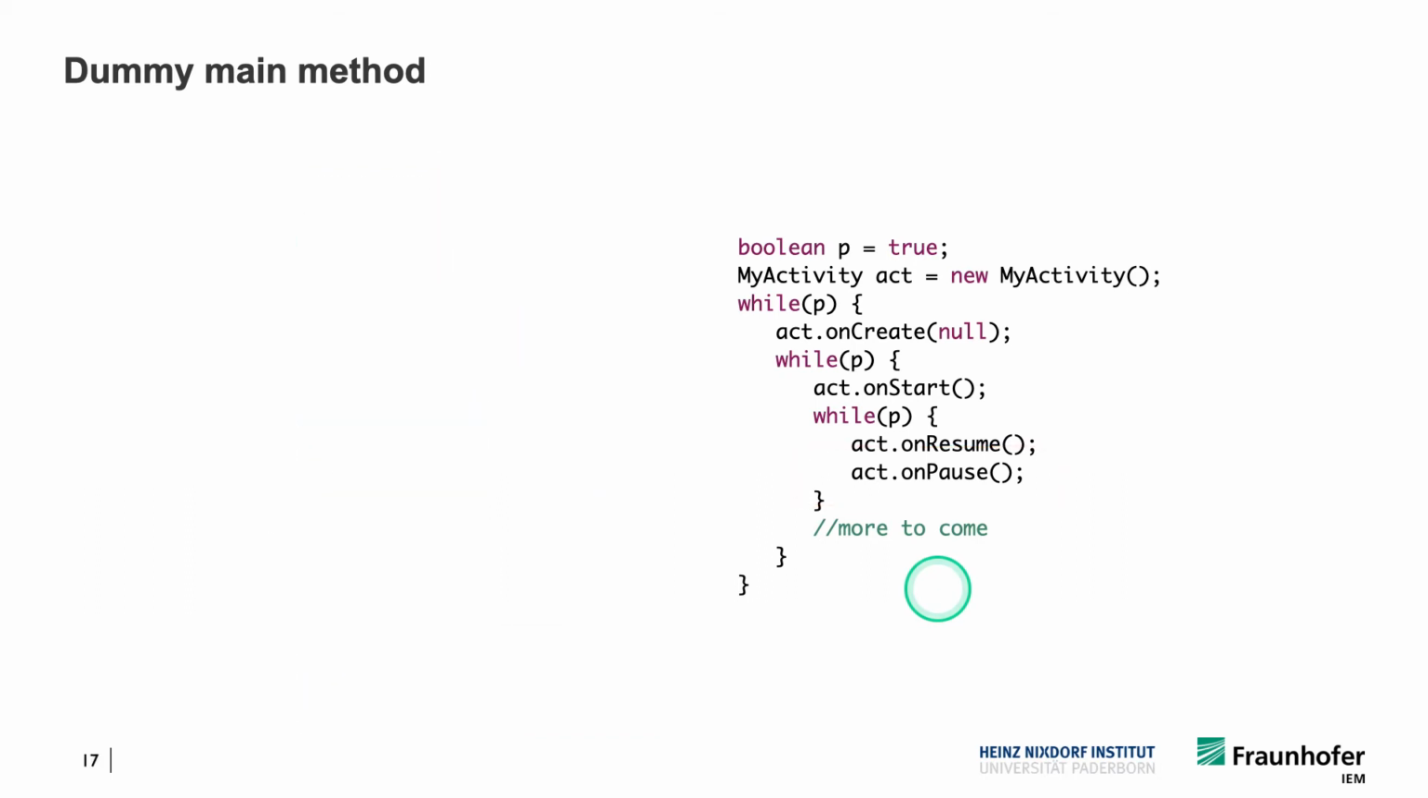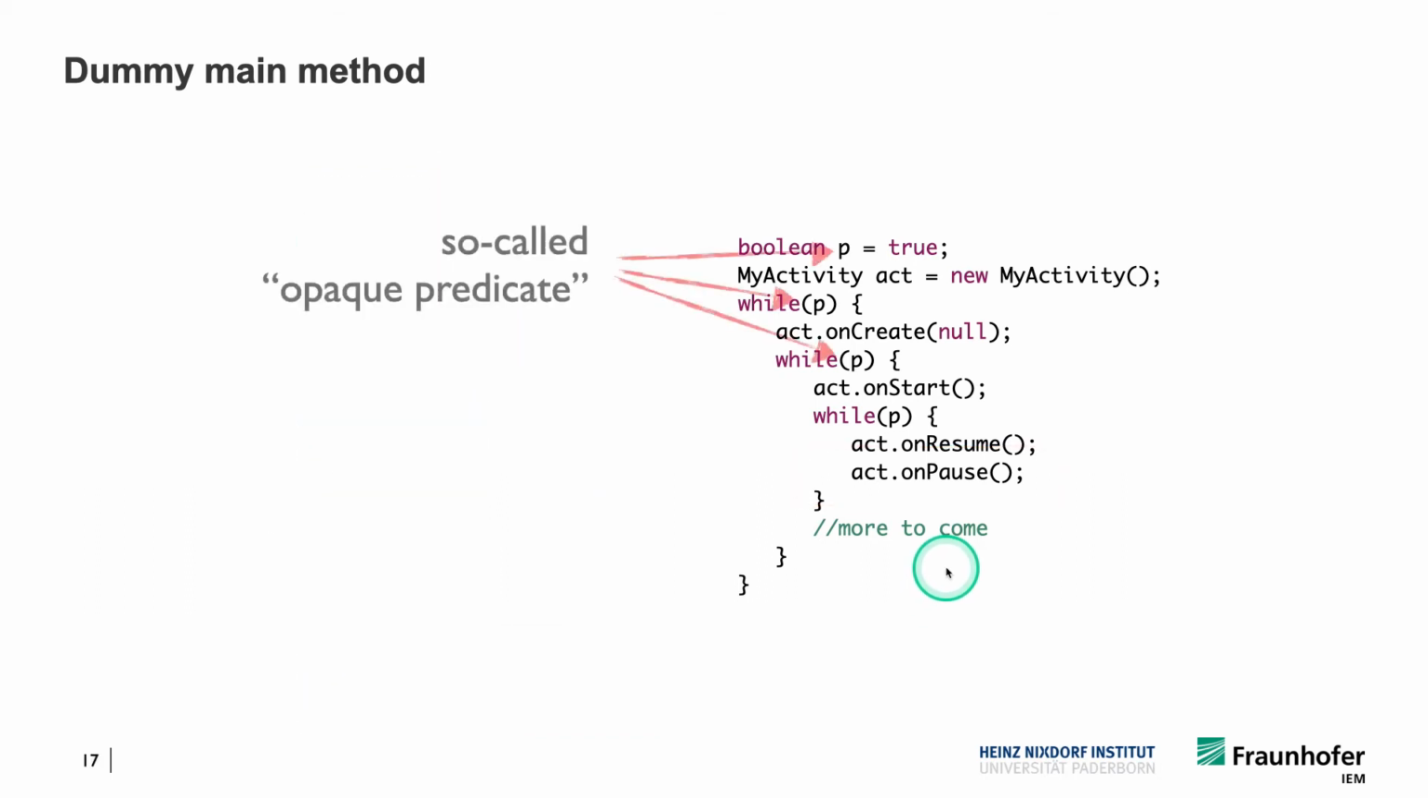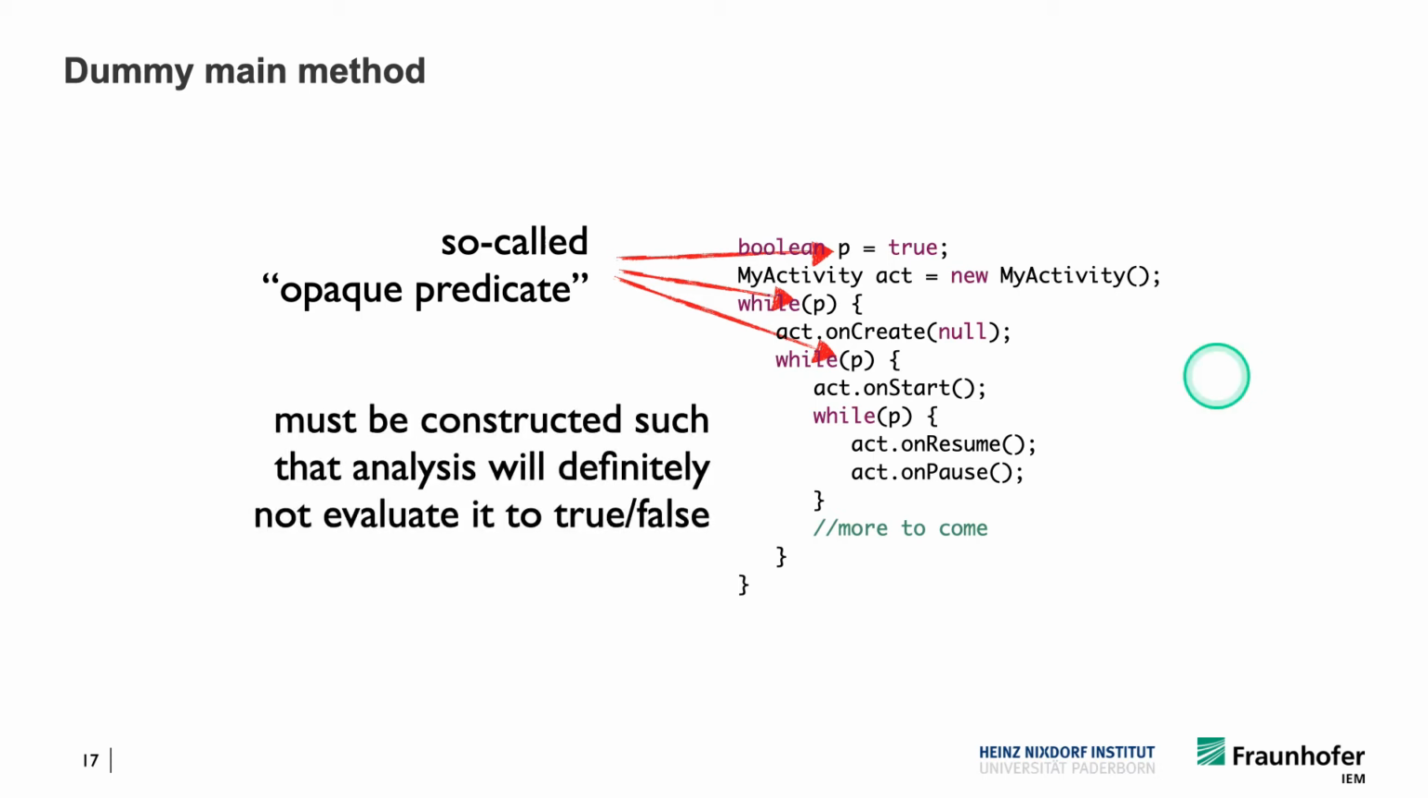Now, there's still one important fact I wanted to raise. There are these predicates that you see here. So this P in particular, and down here, and there's actually another one. And these are what we and also others call opaque predicates. So this means there are predicates that should be constructed in such a way that the analysis will definitely not evaluate this predicate to true or false.